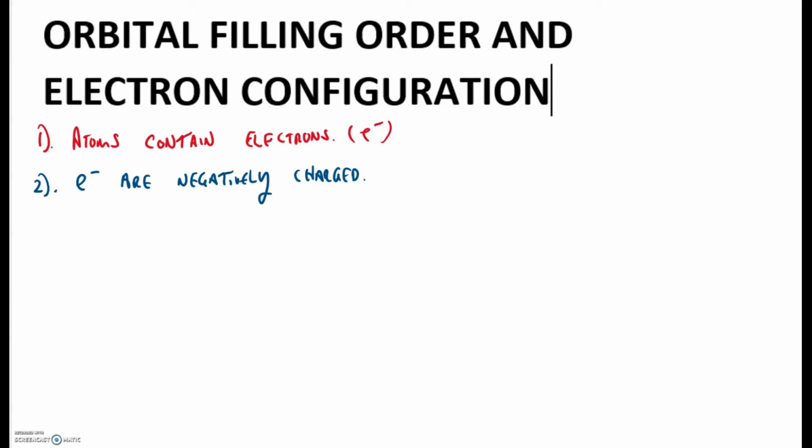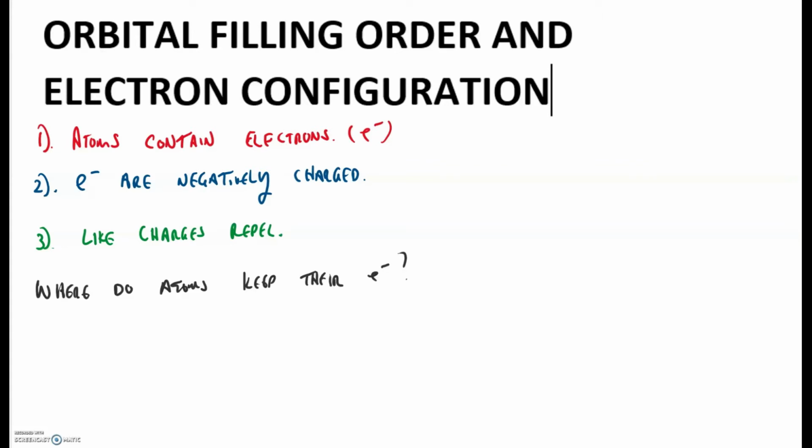2. Electrons are negatively charged. 3. Like charges repel. And so that presents atoms with a difficult proposition. And that is, where do they put their electrons so that they don't repel each other and existence as we know it comes to an end?